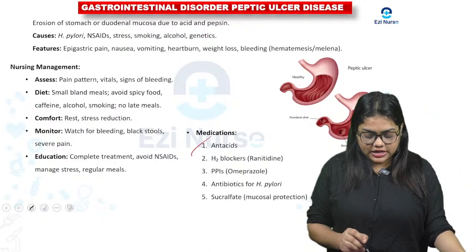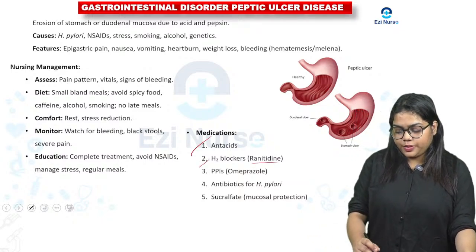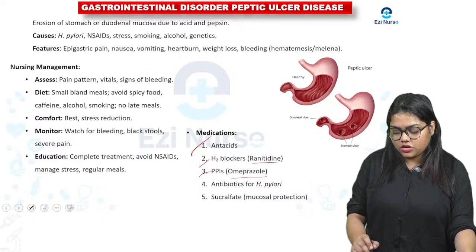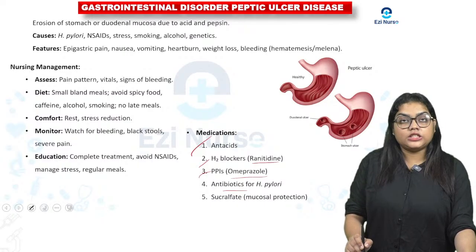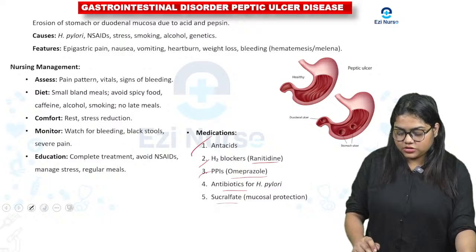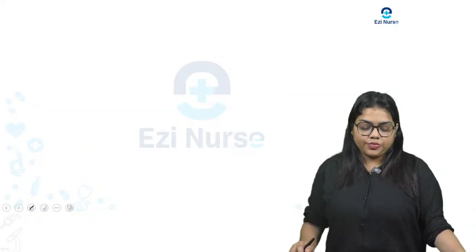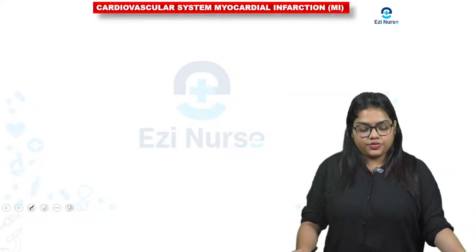We can give antacids, H2 blockers or ranitidine, PPIs, which is omeprazole, antibiotics for H. pylori, and sucralfate, which is for mucosal protection. Okay, so these are the things as a nurse we can do.